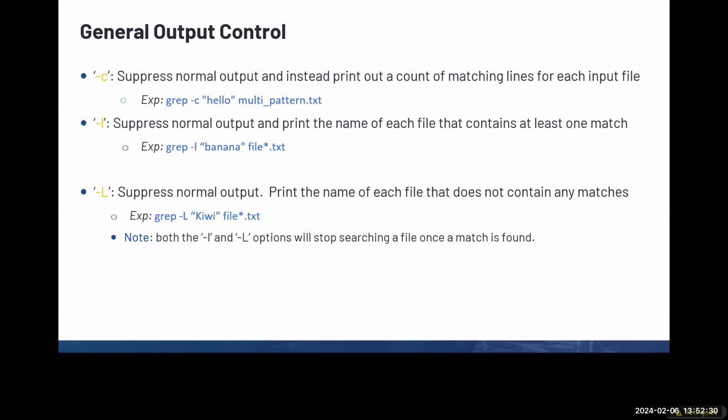Now the capital L will suppress normal output. It will print the name of each file that does not contain any matches. So the lowercase l and the capital L are different. So here grep -L kiwi file.txt will search for the files that do not contain the word kiwi. Both the capital -L and the lowercase -l options will stop searching a file once a match is found.